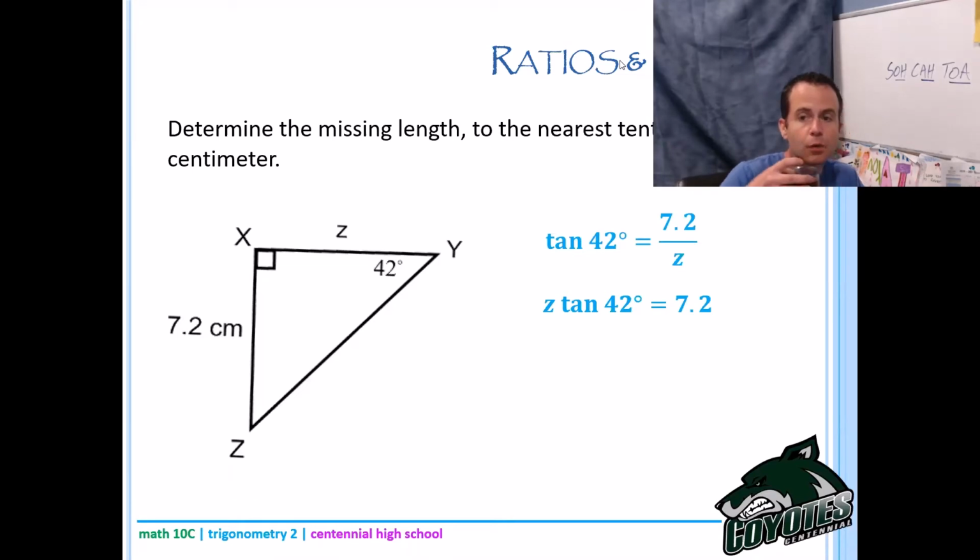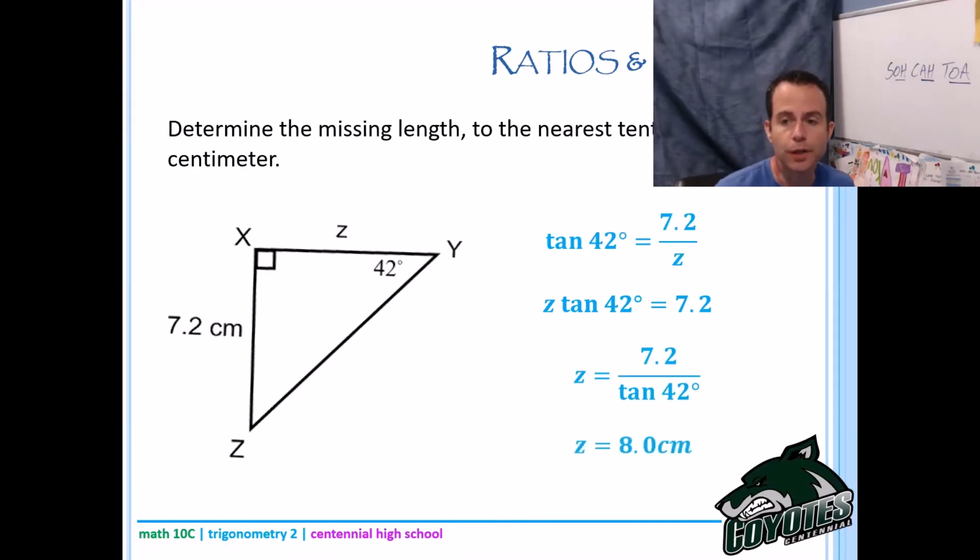So what's happening between the z and the tan of 42? Multiplication. So to get rid of it, we will divide. So z is going to equal 7.2 divided by the tan of 42. Now, I just type that in my calculator, and I end up with 8.0.